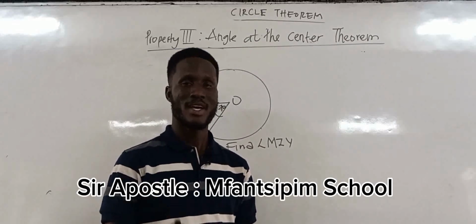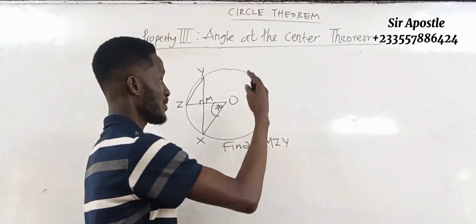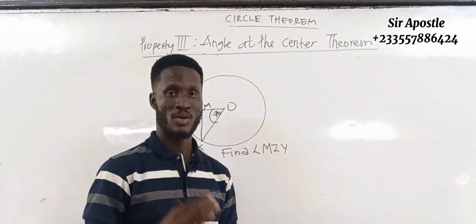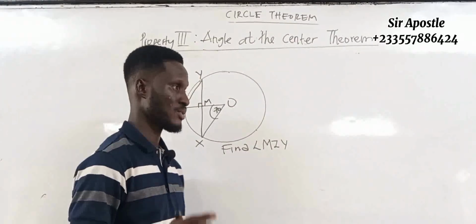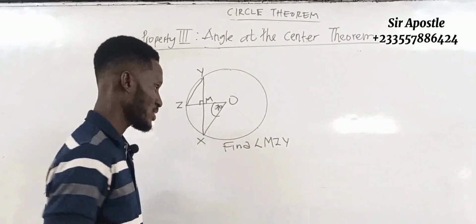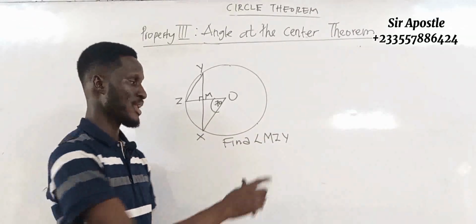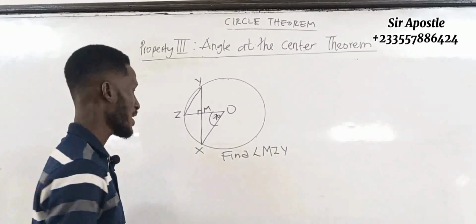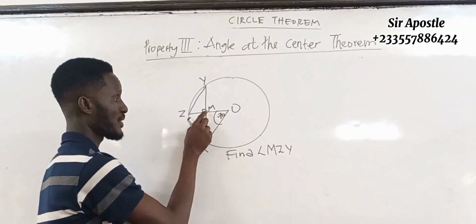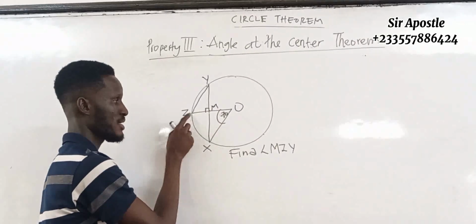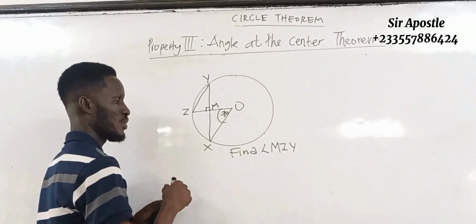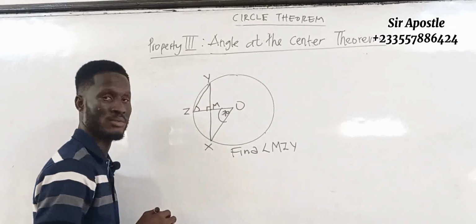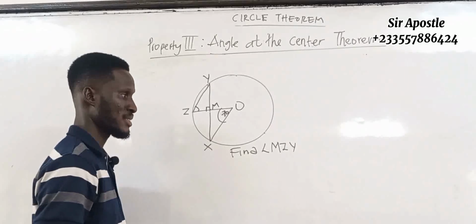Yes, we are still on the same property. We are solving more questions on it to boost your understanding. Now let's look at this particular question. We are supposed to find MZY. Where is MZY? This is M. The M is this point. Z is here, and then Y, which means we are looking for this particular angle. How can we get this angle?